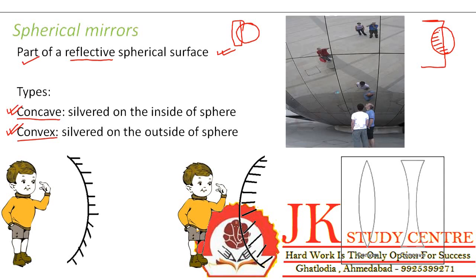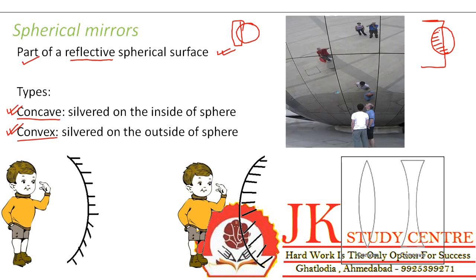So you understand what is a concave mirror and what is a convex mirror. Let me repeat once again. Spherical mirror means it is a part of a spherical surface which is reflective in nature, that means capable of reflection. There are two types of spherical mirrors, concave and convex. A concave mirror is silvered on the inside of the sphere. A convex mirror is silvered on the outside of the sphere.